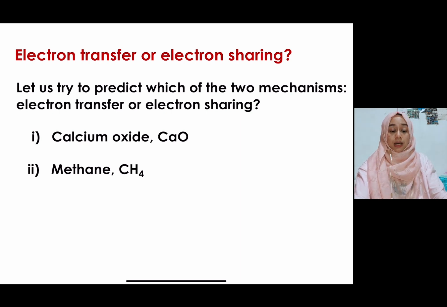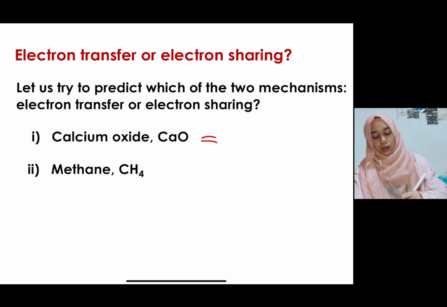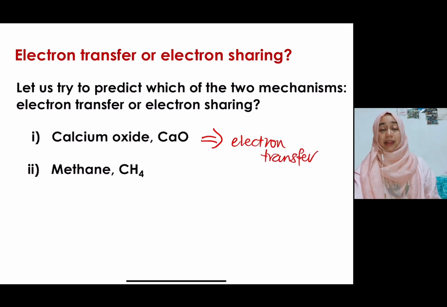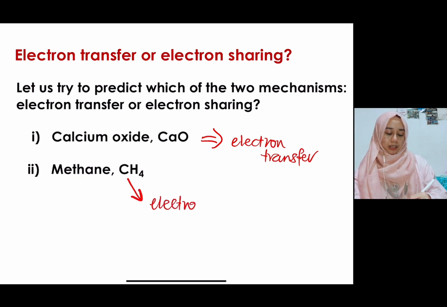So calcium oxide. So calcium is a metal. Oxygen pula adalah non-metal. Therefore, this one, in order untuk dia mencapai octet, dia akan buat electron transfer. Okay, whereas kalau kita punya methane pula, kita ada dua atom kat situ, satu carbon, satu hydrogen. So carbon adalah non-metal, hydrogen adalah non-metal. Therefore, in order for it to achieve a stable octet, ini adalah apa yang dia buat, electron sharing.